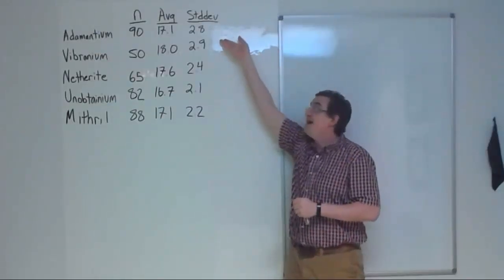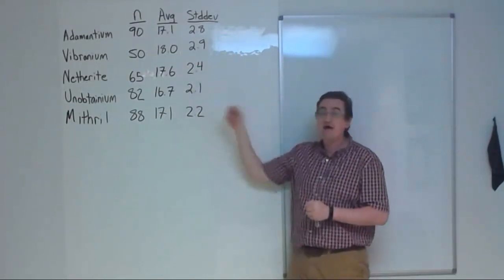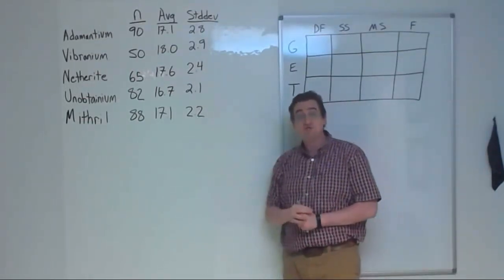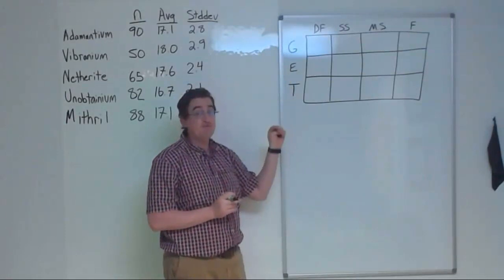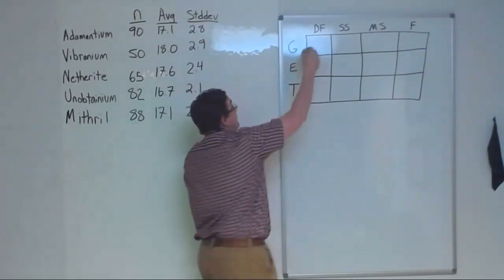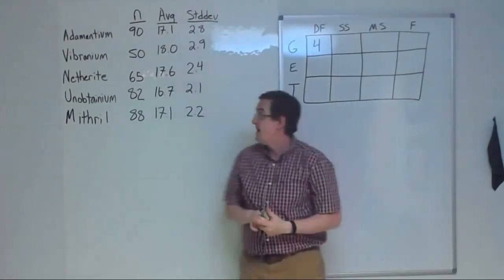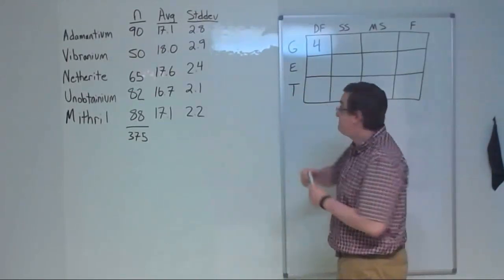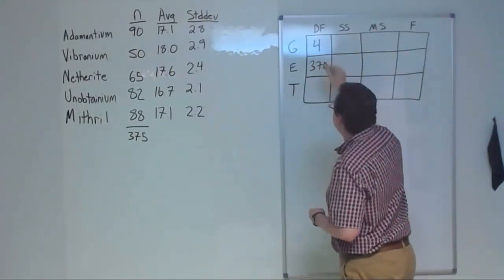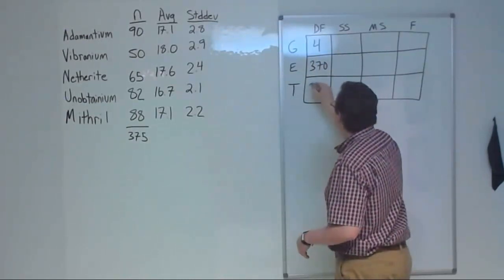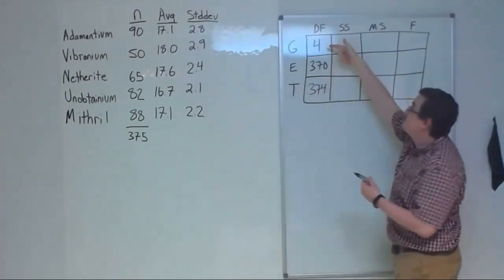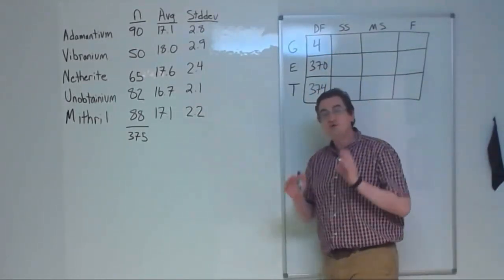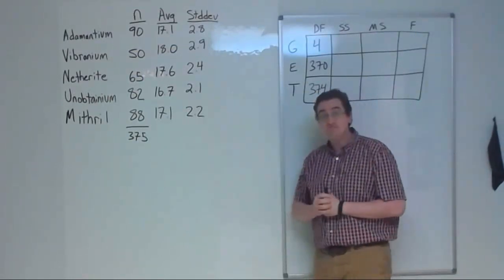So each group has a different sample size, a different average, and a different standard deviation. Testing more than 2 groups means we're going to need to use ANOVA, and I can already fill in some of my ANOVA table. I have 5 groups. 5 minus 1 gives me 4. How many total do I have for sample size? 375 minus 5 groups is 370. Then 375 minus 1 is 374. Is it true that 4 plus 370 gives me the 374? Yes. Oh, good.